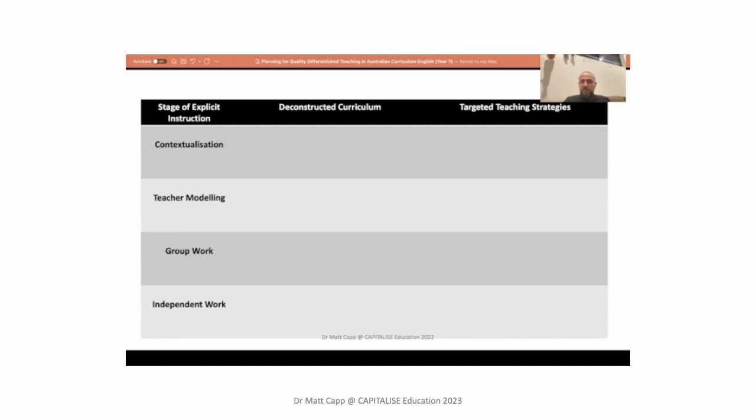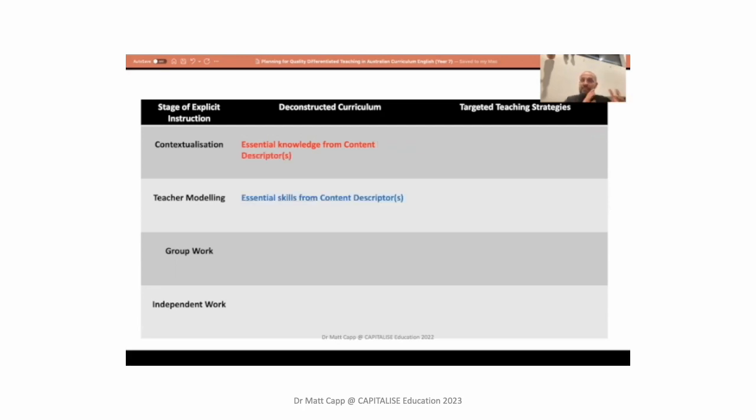So what we need to do is take everything we've deconstructed up to now and put it into this model. So in the contextualization area, we think about the essential knowledge from the content descriptors that we've deconstructed, and we put it into this part of the lesson sequence. This wouldn't be one lesson. It might be a week of lessons. It might be a month of lessons. Whilst it's a generic approach, this framework, you could put it into whatever sort of planning document you use.